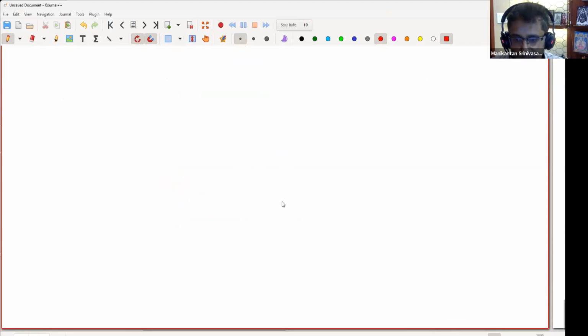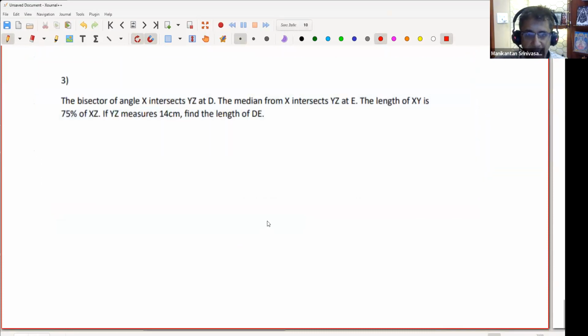Question 3. Okay, the bisector of angle X intersects YZ at D. So I didn't say triangle XYZ, but I mean it. Okay, let's draw a diagram.